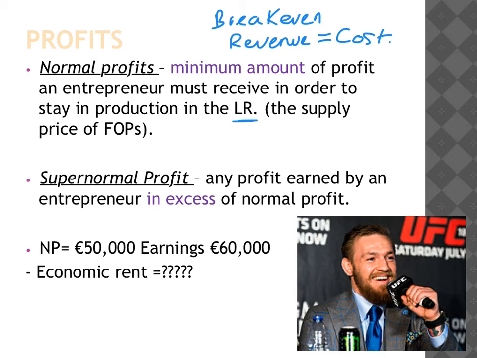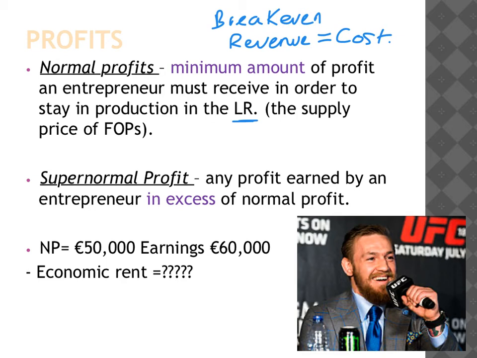Supernormal profit. So when we look at normal profits, you might see something like farming. It's normal profits. Supernormal profits, any profit earned by an entrepreneur in excess of normal profit. So for example, when we look at Conor McGregor in the UFC and his business, I suppose, that he runs, that would be considered supernormal profit, excess money.